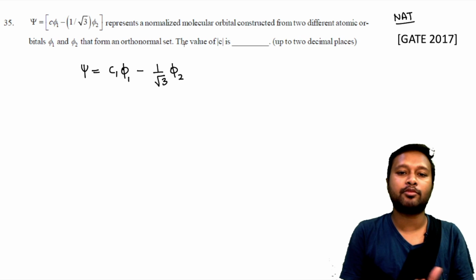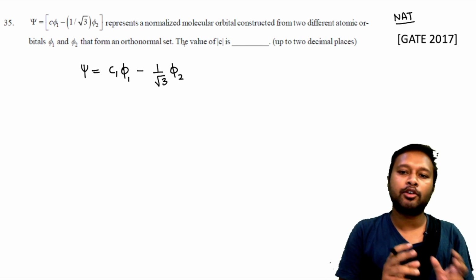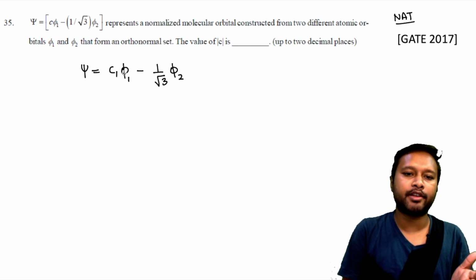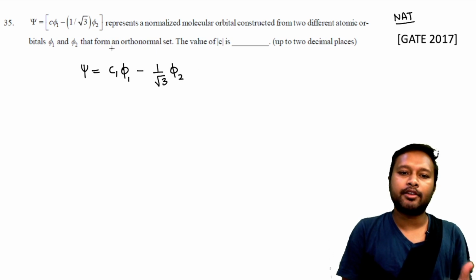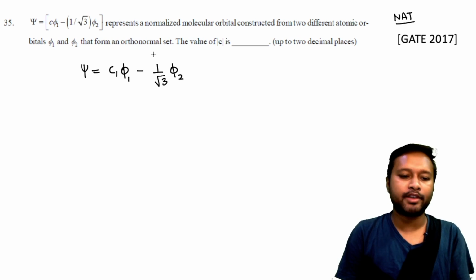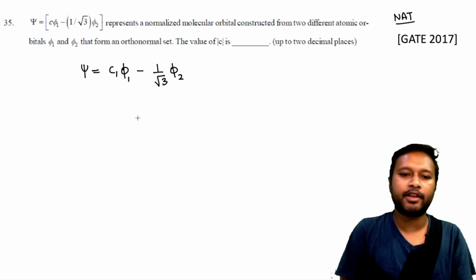It represents a normalized molecular orbital constructed from two different atomic orbitals. The orbitals are phi 1 and phi 2. These are two atomic orbitals, and they form an orthonormal set. So what does that mean? What is an orthonormal set?